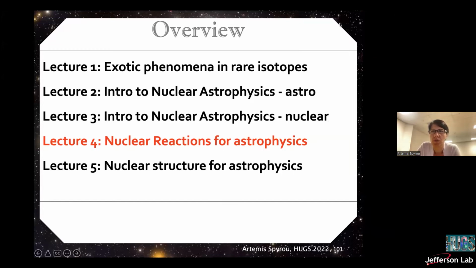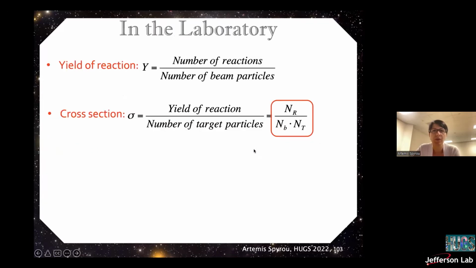Okay, so once we have a beam from our accelerators, whatever facility we choose to use, we have a beam. Now I'll go through a few steps of how we can measure some of these reaction cross-sections. The idea is rather simple.